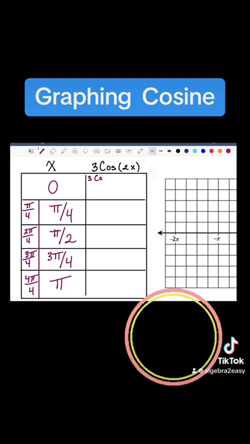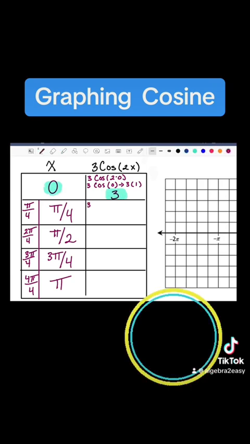3 times cosine of 2 times 0. I want you to evaluate 2 times 0 first. So multiply that together. 3 cosine of 0. Well, cosine of 0 is 1. So we have 3 times 1. 3 times 1 is 3. So my first y value is going to be 3. So we have the ordered pair (0, 3).